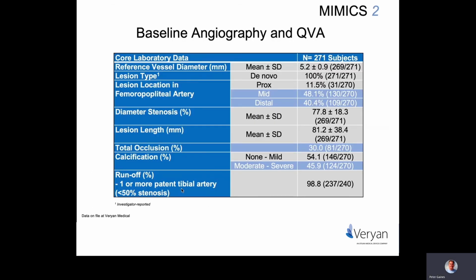At baseline, all patients had de novo lesions. The vast majority occurred in the mid and distal SFA, and the lesion length was a mean of 81.2 millimeters, longer than in the original randomized trial. 30% had total occlusions, and nearly half the patients had moderate to severe calcification. In accord with the protocol, the majority of patients had one or more patent tibial artery runoff.